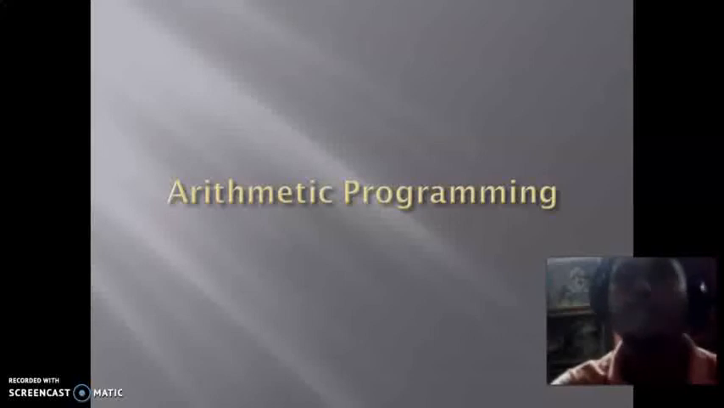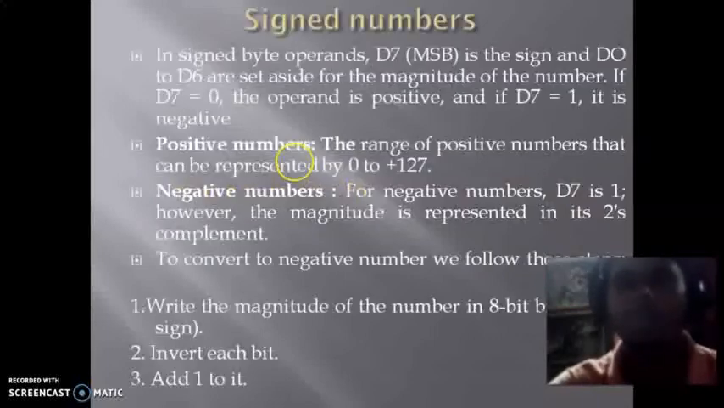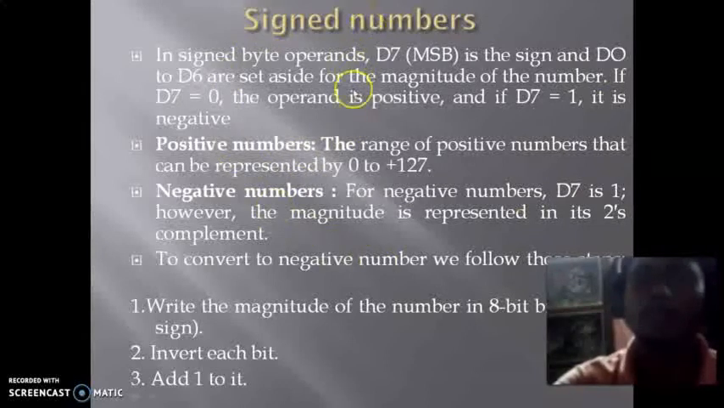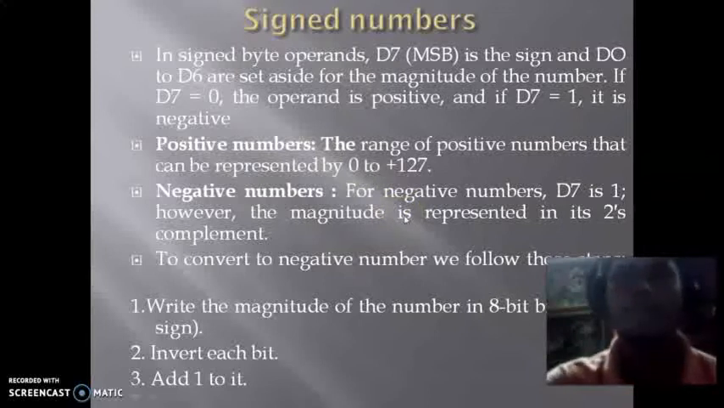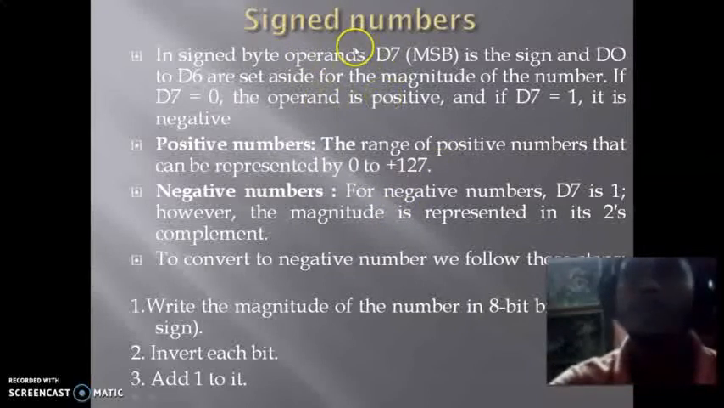Next is an arithmetic program. First we will start the arithmetic program, but first we have to get an idea about signed numbers. In a signed number, if the D7 bit, the MSB, is 0, then the number is a positive number. If it is 1, then the number is a negative one. The positive number range is 0 to plus 127, but in the case of a negative number, the D7 bit will be set as 1.